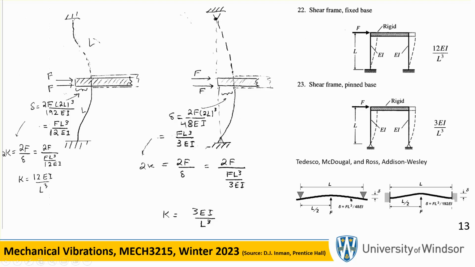You know what the deflection is? It is FL cube over 48 EI, except that there are two F's acting, and there is a length of 2L. And that's how you're going to get it.